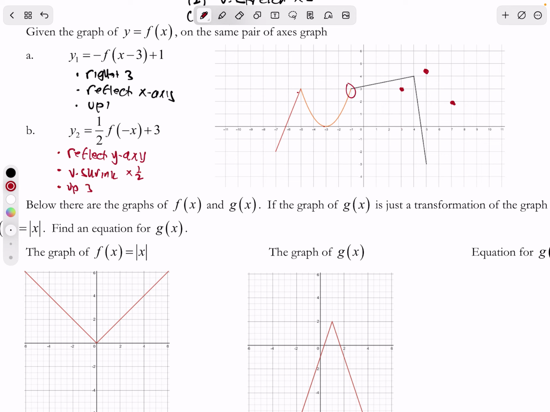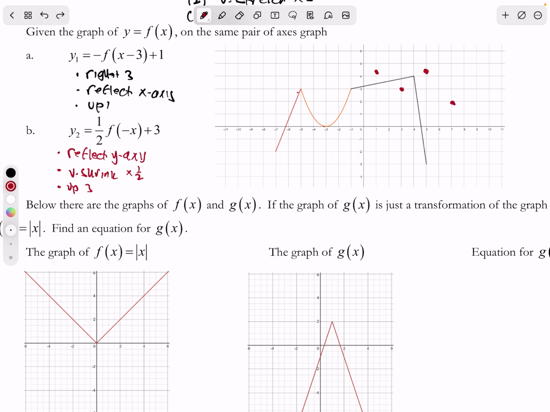This point here, reflect over the y-axis puts me here. Vertical shrink puts me there. Up 3 puts me here. Kind of makes sense that it's in line with that other point. Yeah, this one here, right? And can you tell, like, this little bump here kind of got flattened out? It's a vertical shrink of 1/2. So everything is compressed by a factor of 1/2.